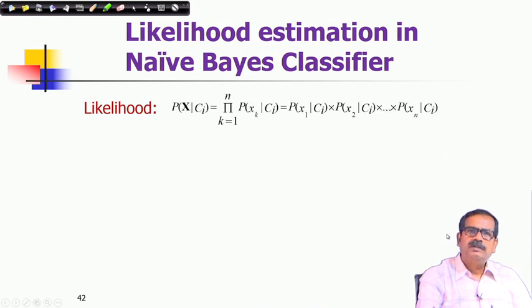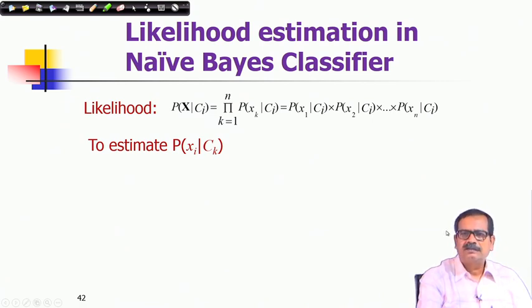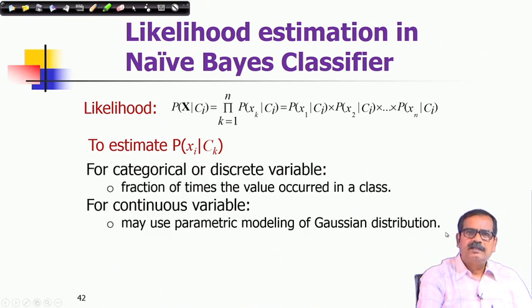So, the likelihood is expressed in this form as we mentioned, and we need to estimate the probability of a given attribute x i given the class. So, there is a class conditional probability of an attribute x i, and as I just mentioned, these are the methods by which you can do it.